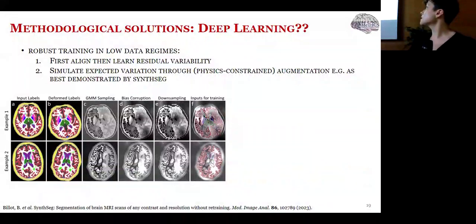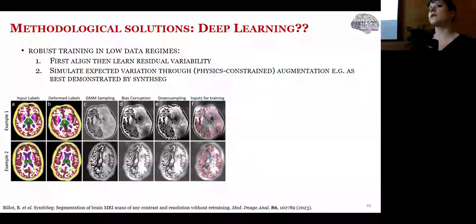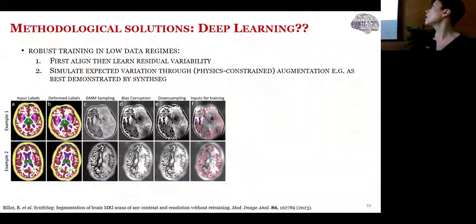The first is that you can improve your ability to train in the low data regimes that we have within neuroimaging and medical imaging data by using augmentation. So you can use image registration to remove as much variability as you can, and then you can simulate the different types of variability that you expect to see in your data in order to make your model robust to those types of variation.